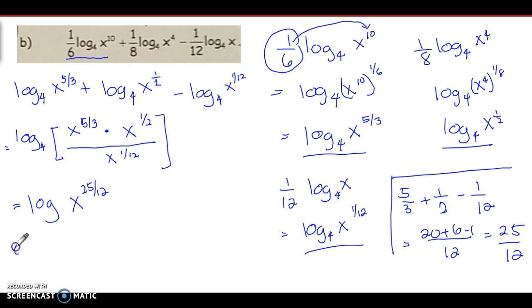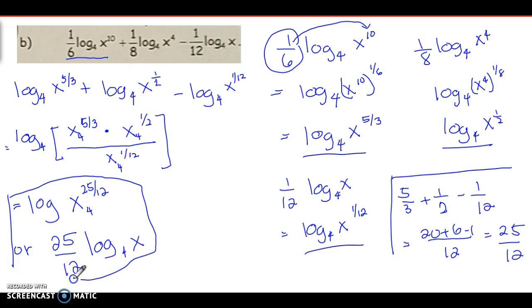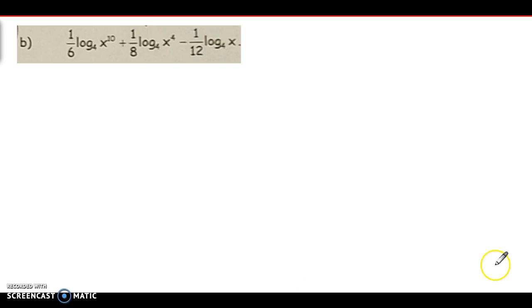So this could be an answer, or you can put that exponent back in front. You can have 25 over 12 log, I forgot the log 4. Sorry about that. Should be log 4 here, I forgot it. Log 4 x. Okay, so either one of these would be a good answer. So you just have one log power. All right, so let's move on to the next one.